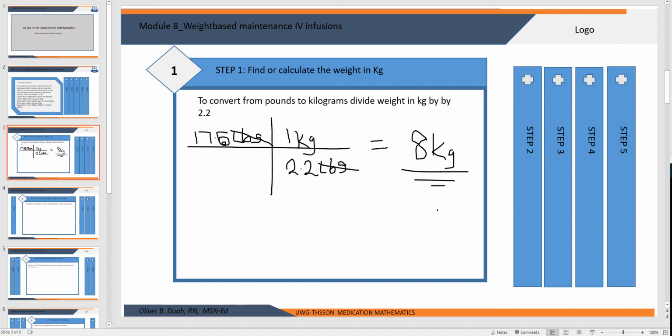We have 8 kilograms. We can also use the formula method. We know that we just divide by a factor of 2.2 when we want the weight from pounds to kilograms. So we can simply do 17.6 divided by 2.2, and once we enter this in our calculator, we should still get 8.